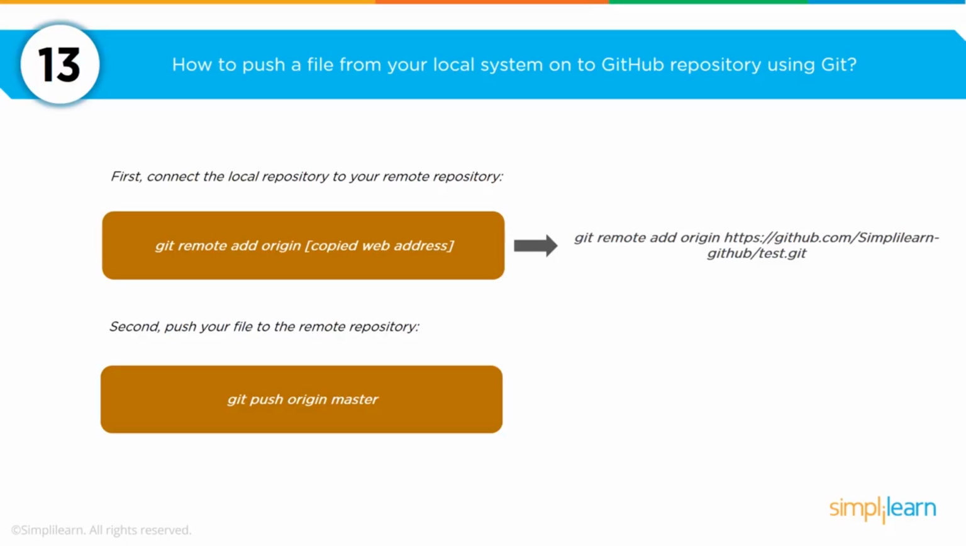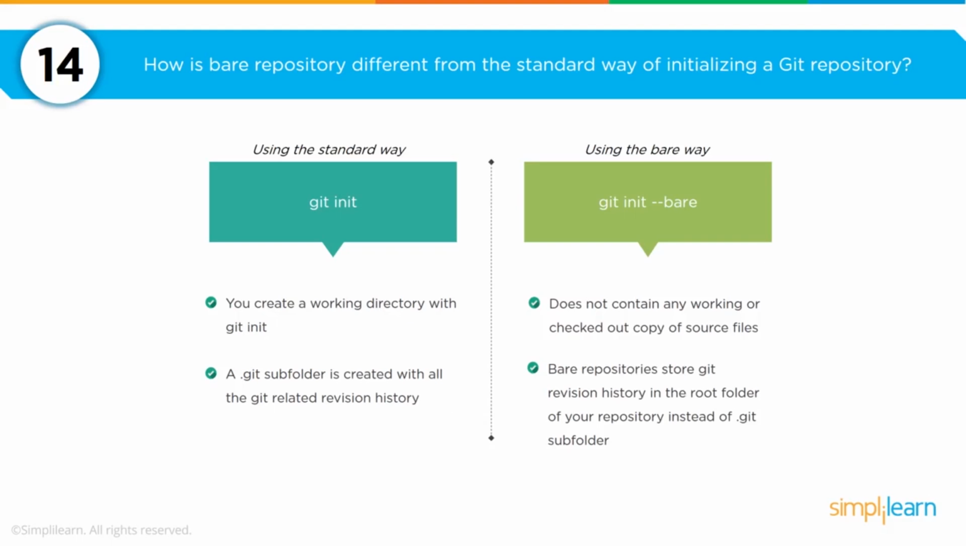Once you've added the remote repository to your local repository, then the second action you want to use is a push, which is to actually push your local files out to the master environment. So you use the command git push origin master.